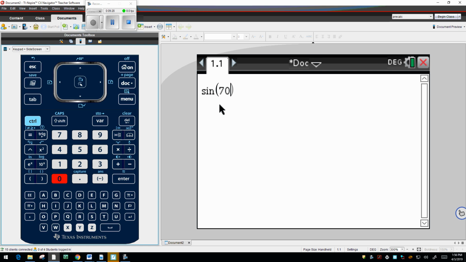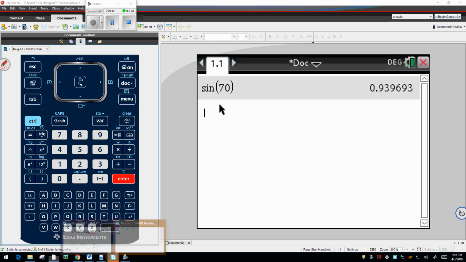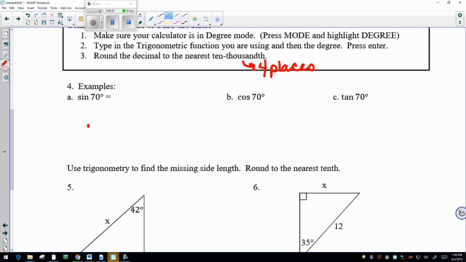And notice in the upper right-hand corner it says DEG. That's how you want to make sure it's in degrees. I press enter, and it wants it to the nearest 10,000, 4 decimal places. So I have 0.93969. We go to that 9. We look up for rounding, so I would get 0.9397.